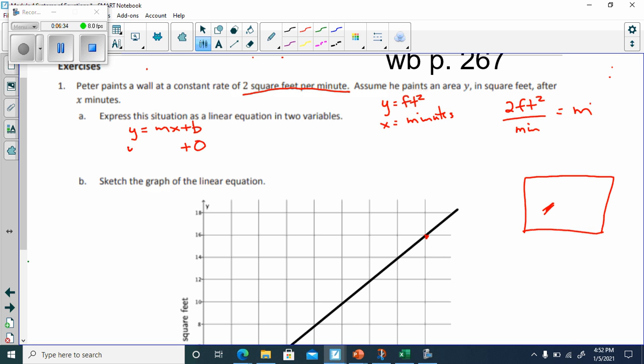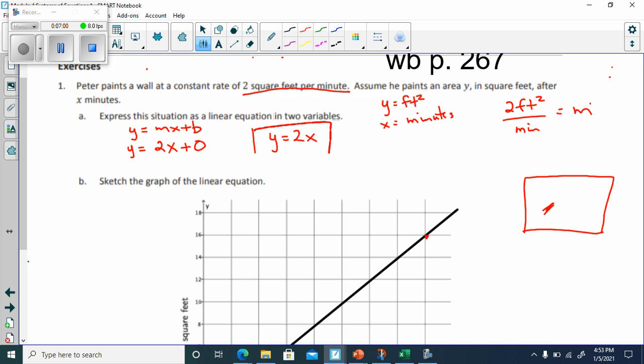Okay? We need to find our m, our slope. We already did. Here's our rate of change, 2 square feet per minute. So 2 is substituted in place of m. Y is equal to 2x plus 0. Okay? Now, if I add 0 to something, I don't even have to include that. I could simply say y is equal to 2x.